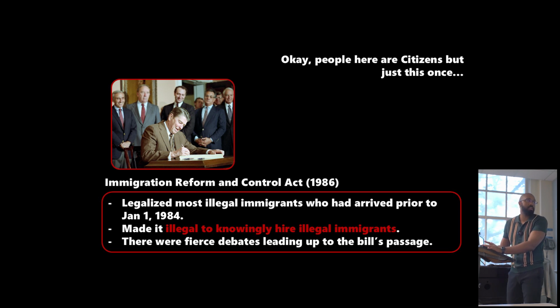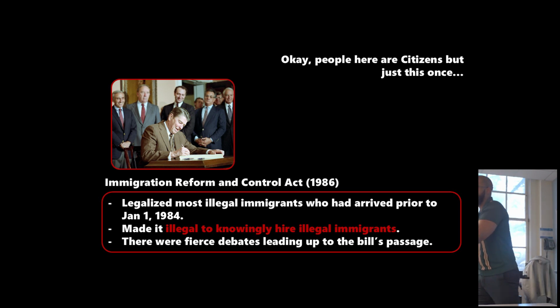So Ronald Reagan signed this law, which legalized undocumented immigrants to essentially be U.S. citizens if they had arrived in the U.S. prior to January 1st, 1984. So if you've been here for a few years and can prove it, even though you're undocumented, we're not going to deport you. Congratulations, you're a U.S. citizen. But this law also made it illegal to hire undocumented immigrants in the future.